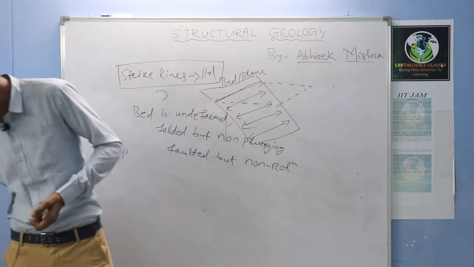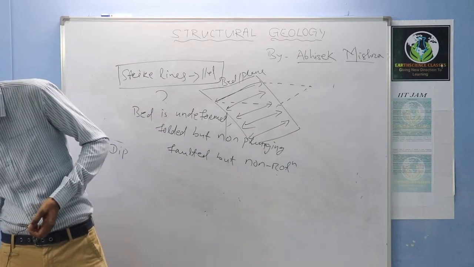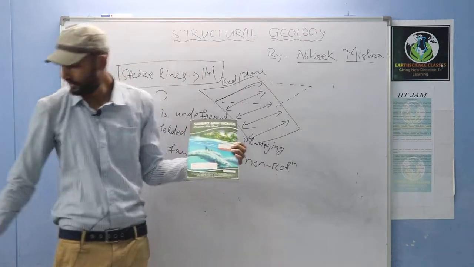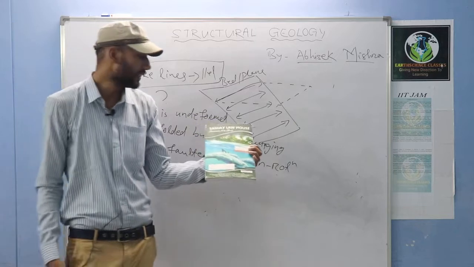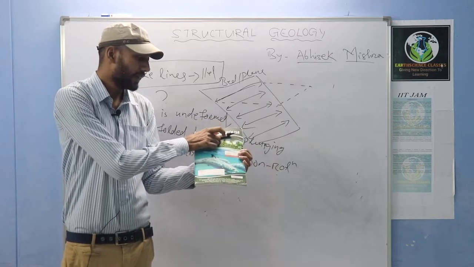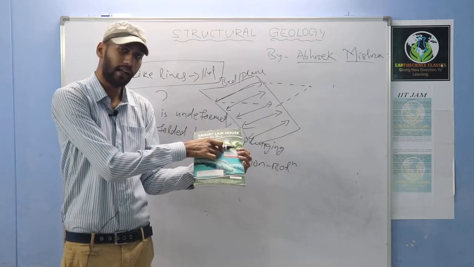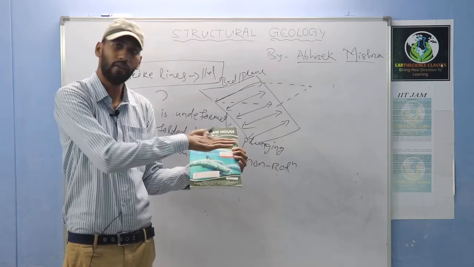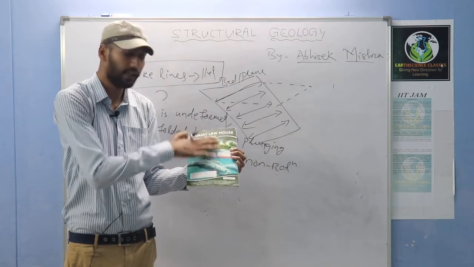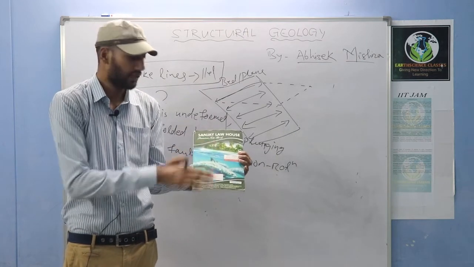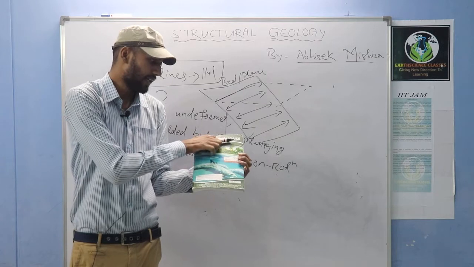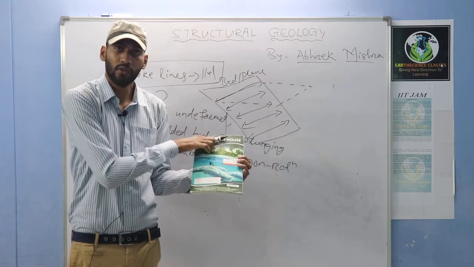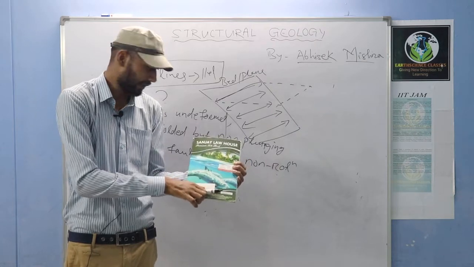Just for example, to clarify, you can see this is the bed and it is inclined. I can get a strike line here, and here, because it is only the intersection of this plane and a horizontal. I can draw that horizontal at any point, at any position, so all these are parallel, you can see.